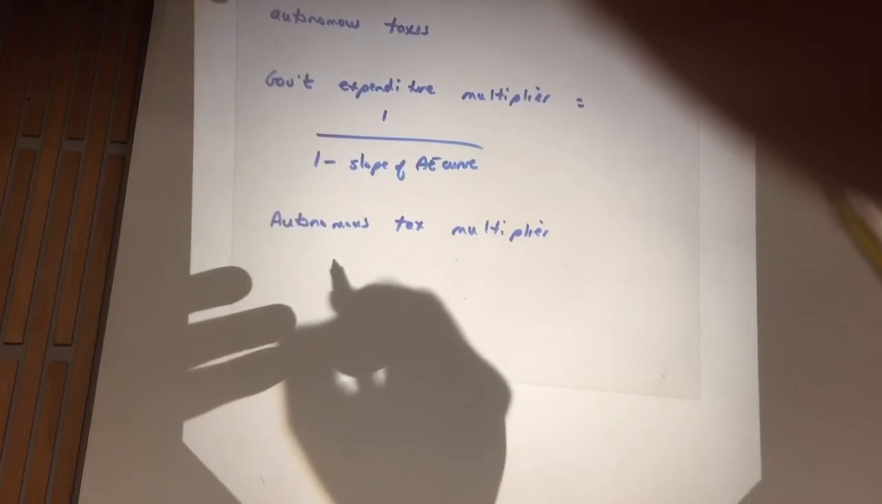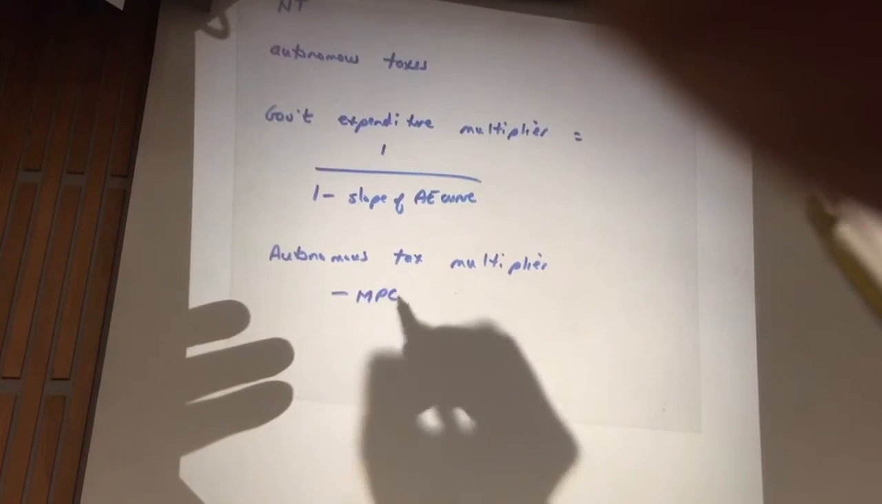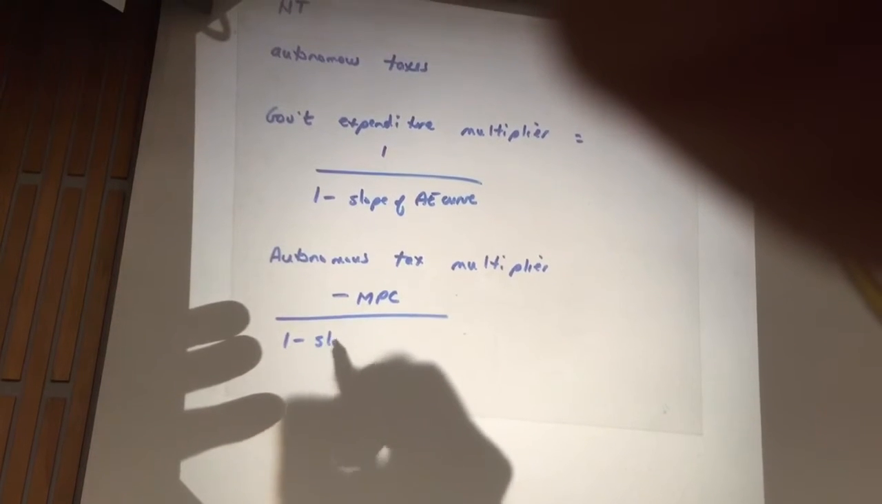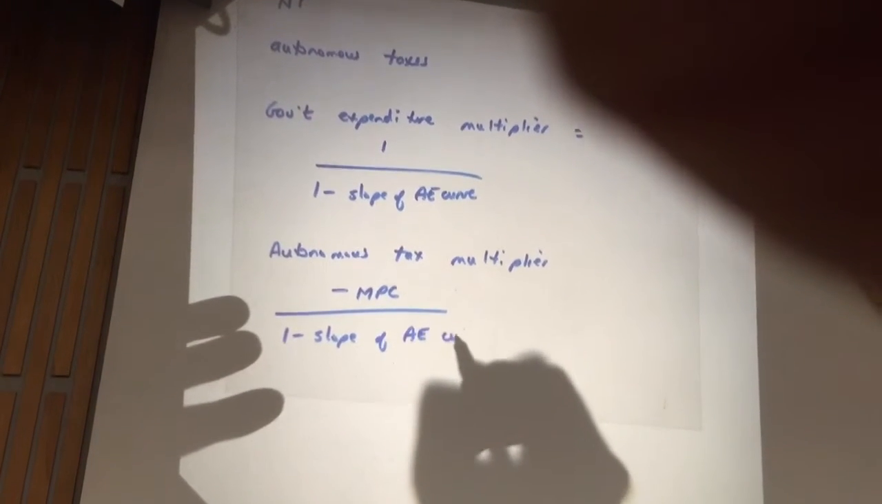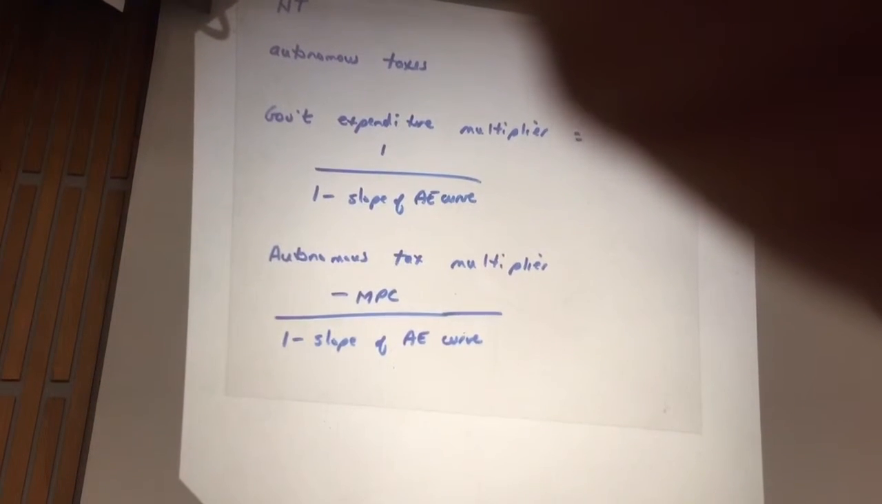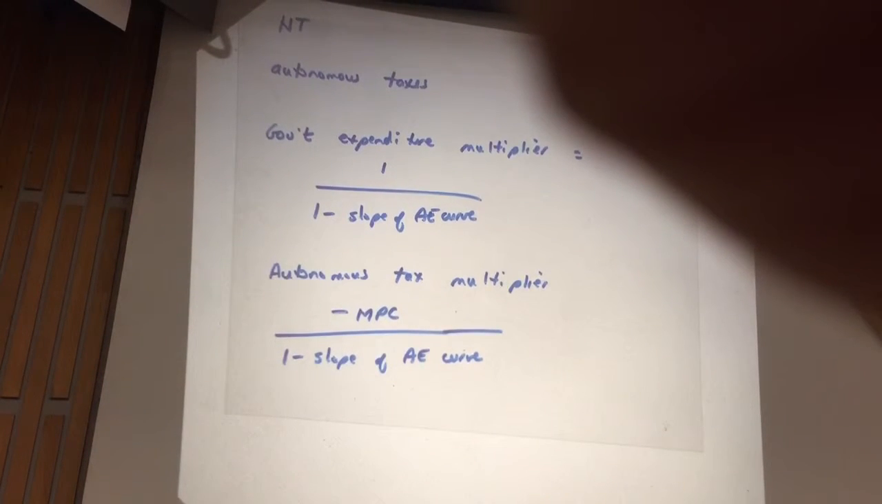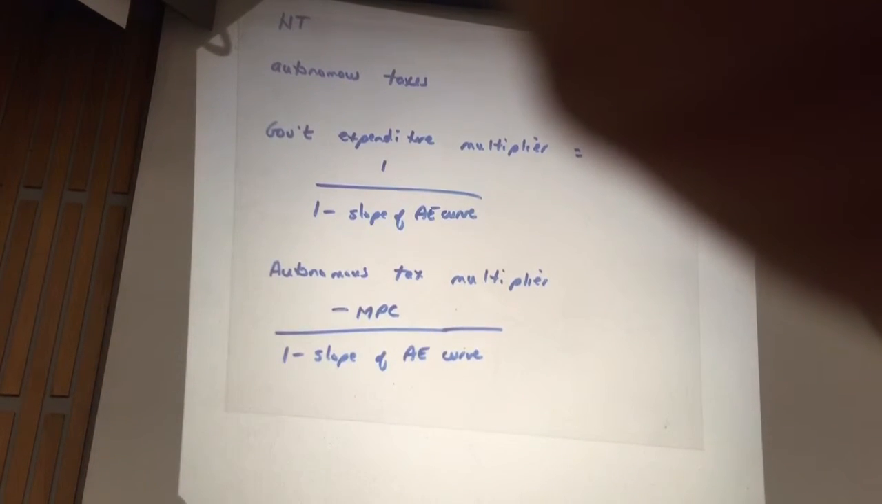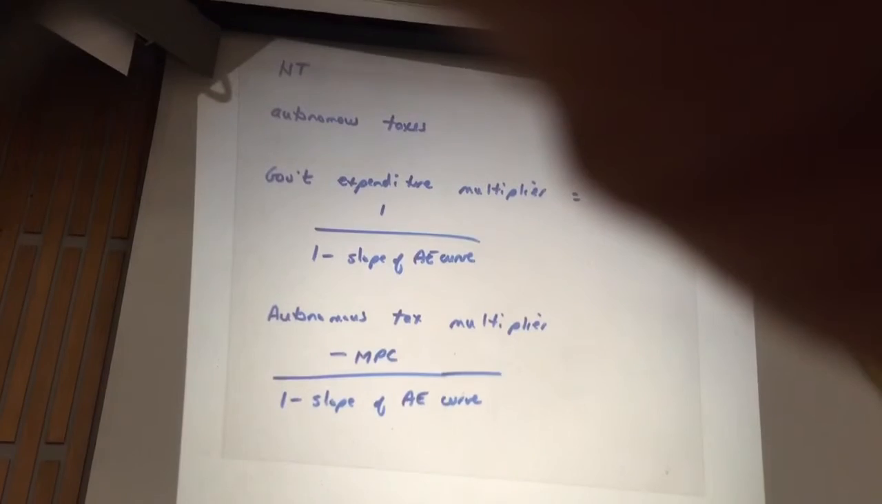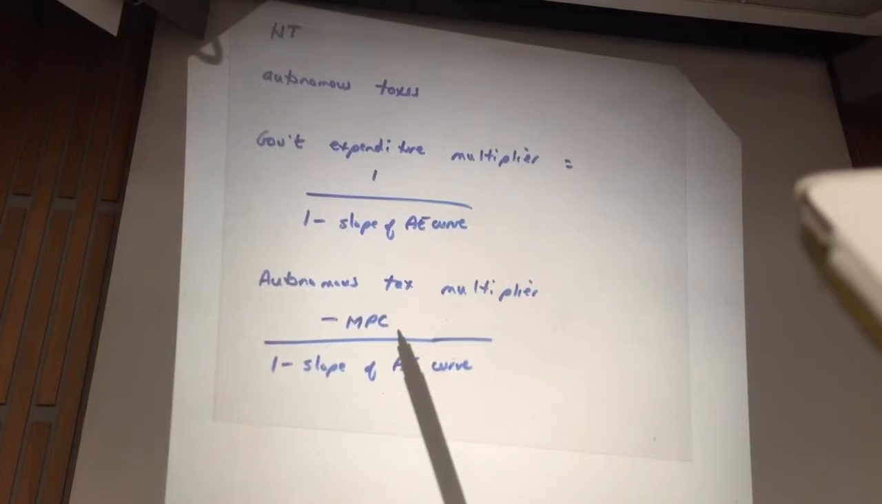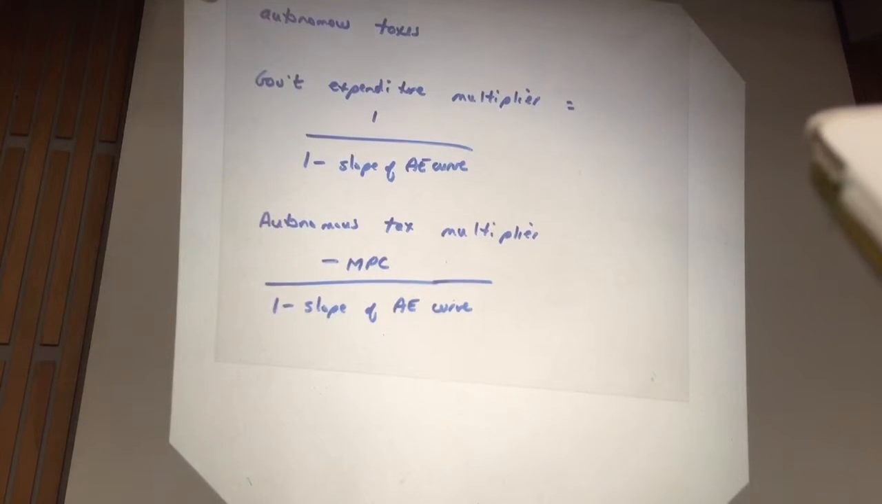is going to be negative MPC divided by 1 minus the slope of the AE curve. Okay. So now again, if I have a closed economy, the autonomous tax multiplier is going to be negative MPC over 1 minus MPC, or negative MPC over MPS. Okay?